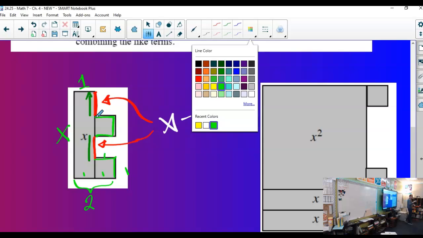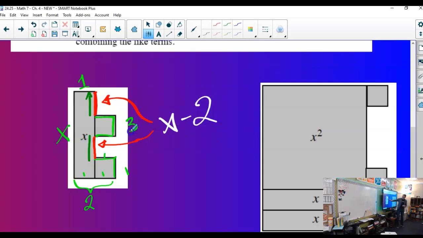Chat with each other and see if you can figure out the total perimeter. We're not done. I've not written everything down. Chat with each other so you can figure out in total, like how many x's, how many ones, like in total.